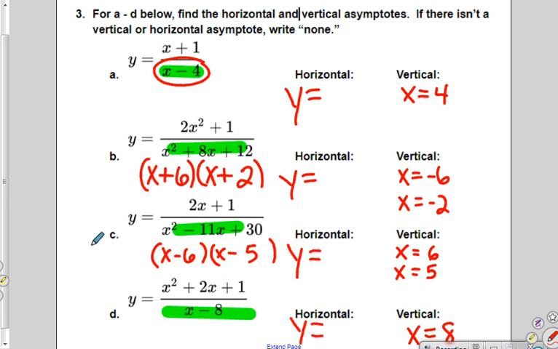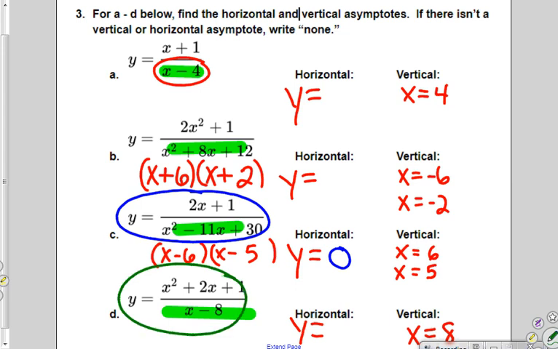Are any of them bottom heavy, where the bottom degree is bigger than the top? A, B, C, or D? C. When that's true, when the bottom degree is bigger than the top, the asymptote is at 0. Are any of them top heavy? D. When that's true, there is no horizontal asymptote. There's none in that one. The graph will never flatten out. It will go up to infinity or down to infinity, depending on its nature.